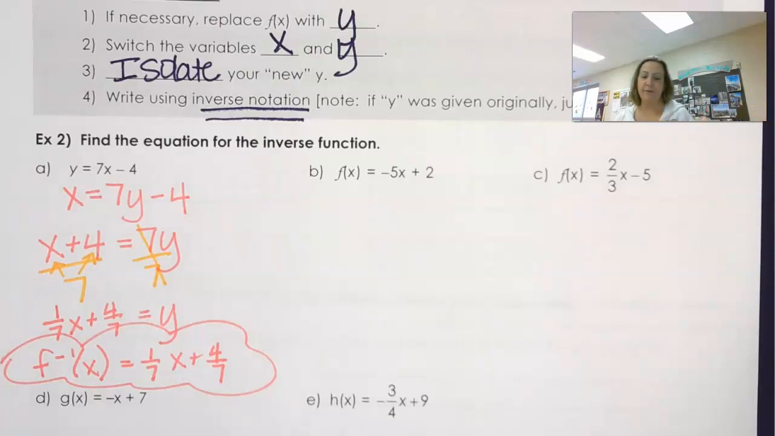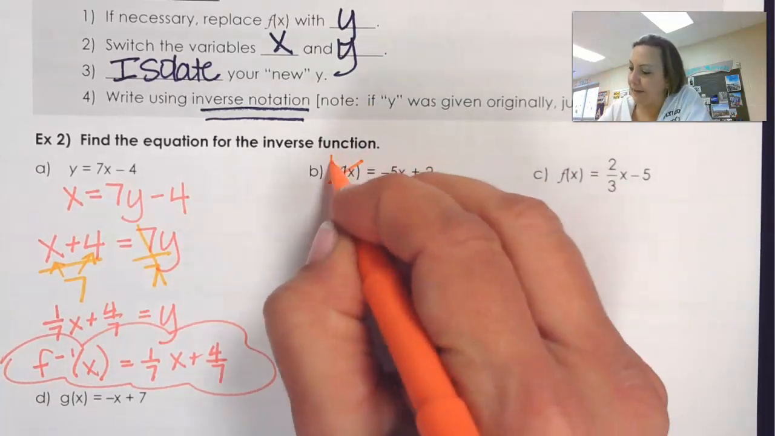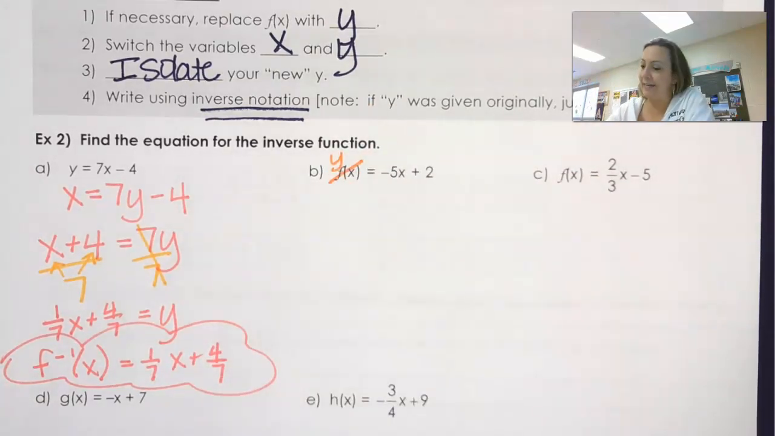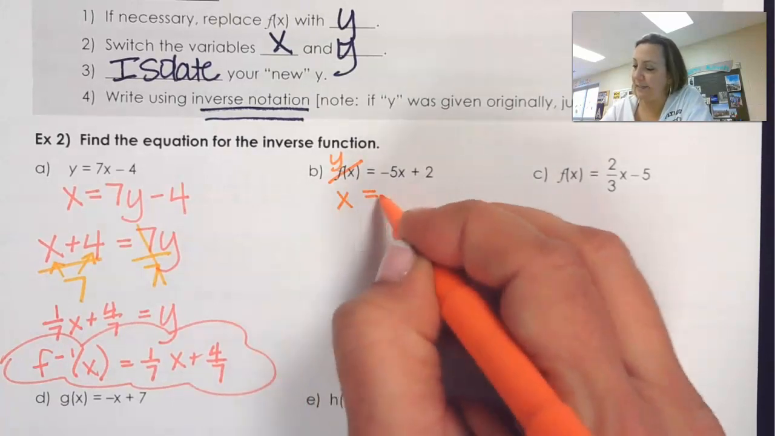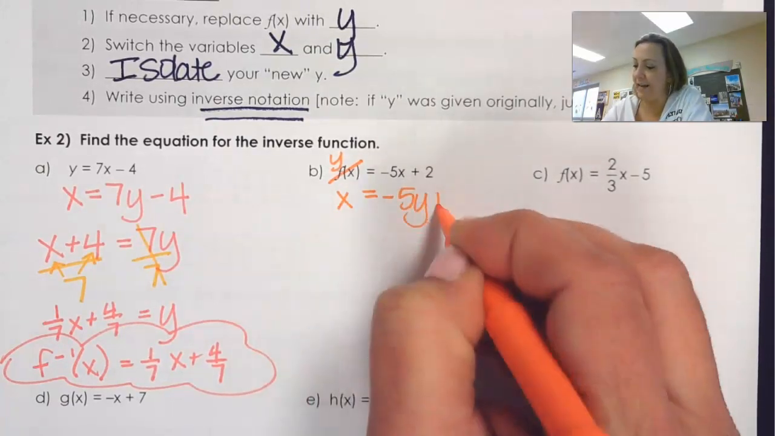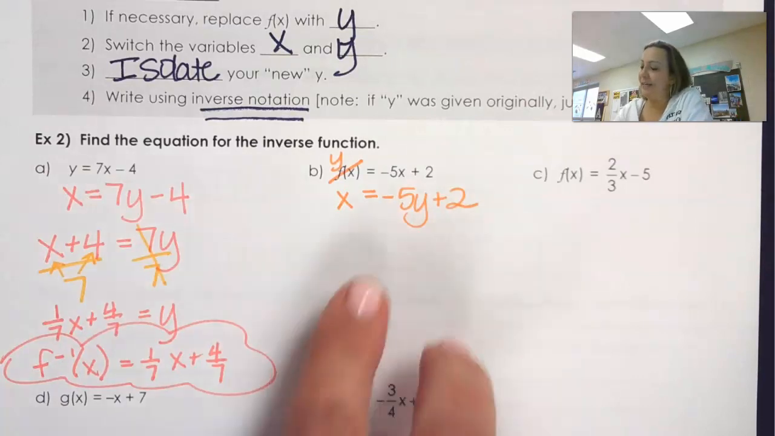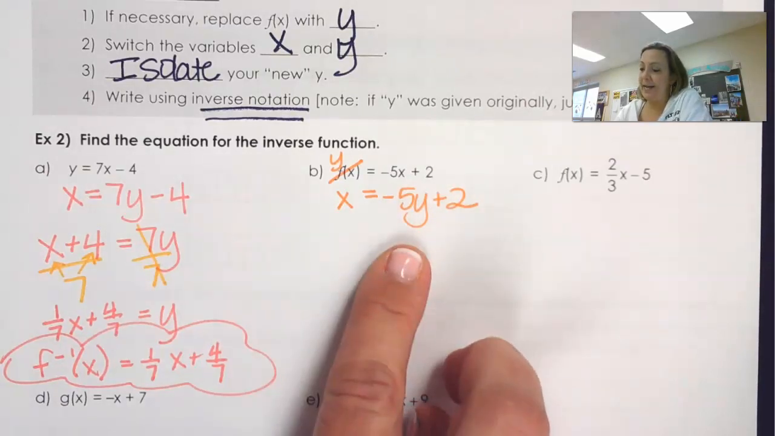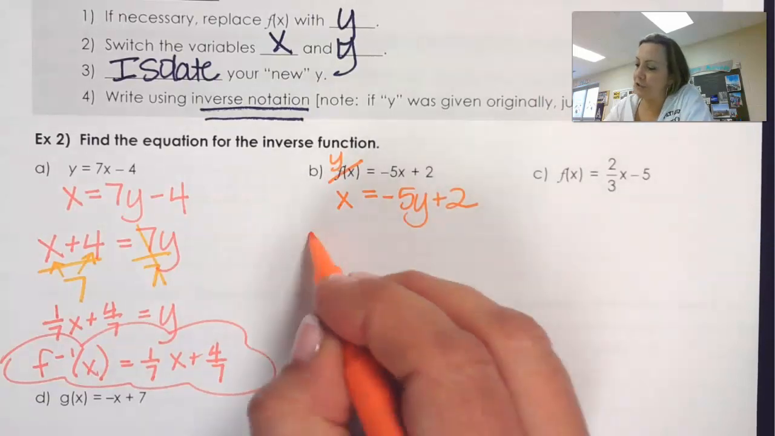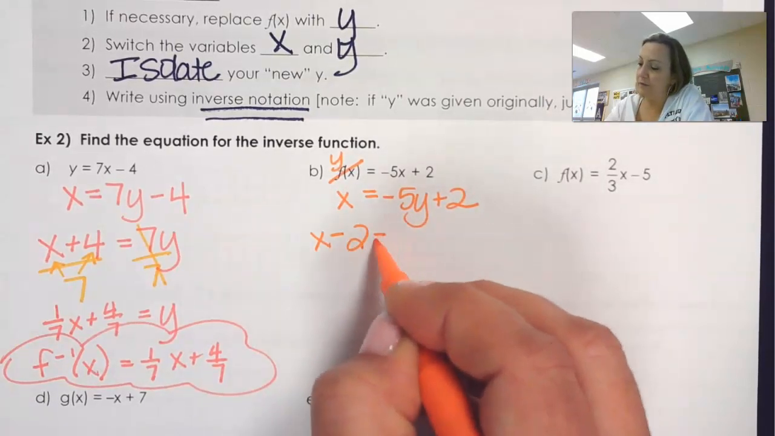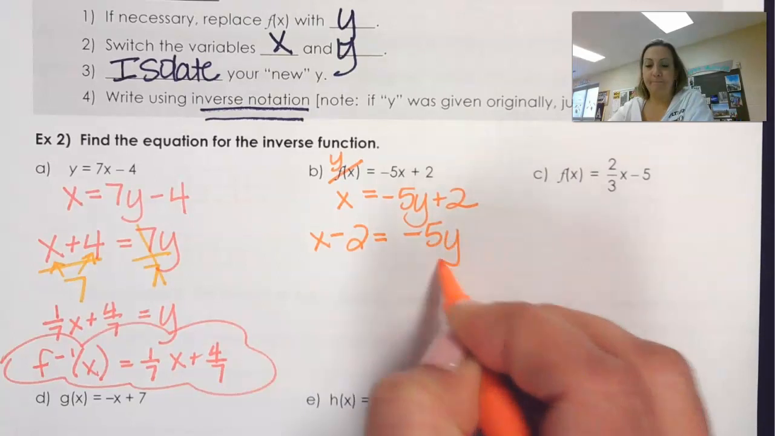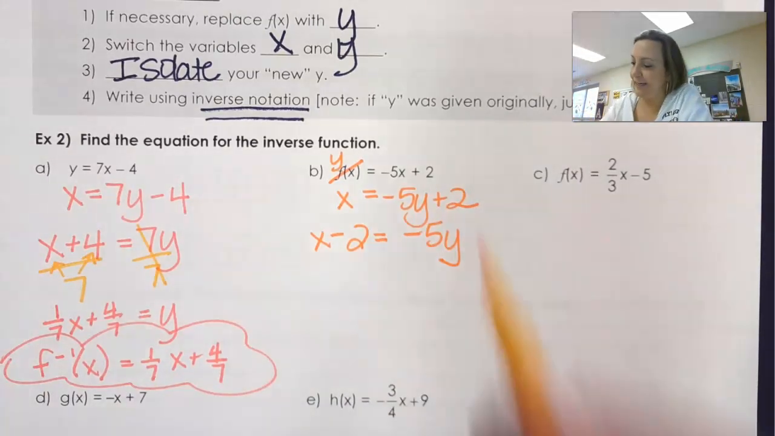Let's try another one. We have f of x equals negative 5x plus 2. Let's replace f of x with y. And now we'll switch the x and the y. And now we can isolate our new y. So we would need to subtract 2. And now divide by negative 5.